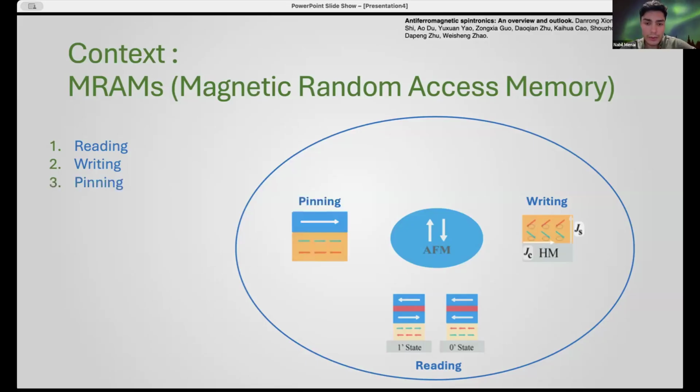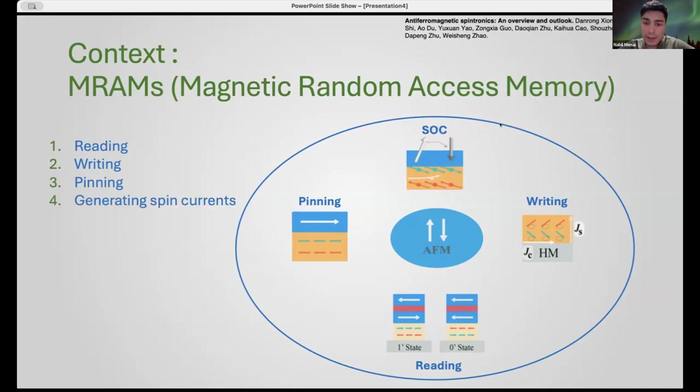They can also be used for pinning the direction of the magnetization of an adjacent ferromagnet. Here, as you can see in the interface, the direction of the local magnetization in the interface of the antiferromagnet forces or imposes the direction of the magnetization of the ferromagnet, and therefore we pin this direction.